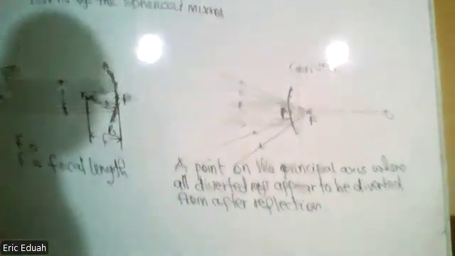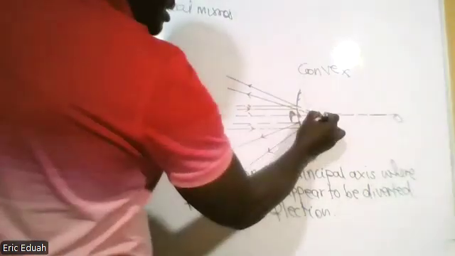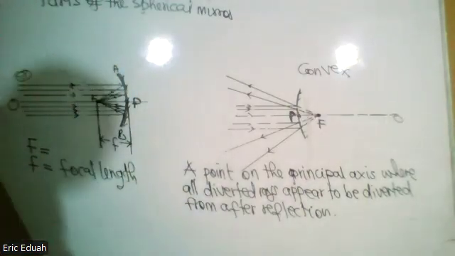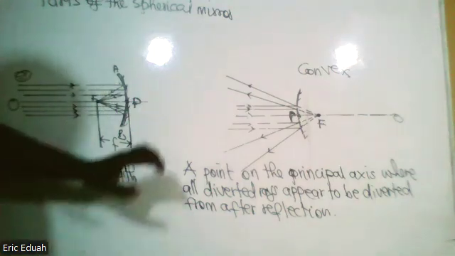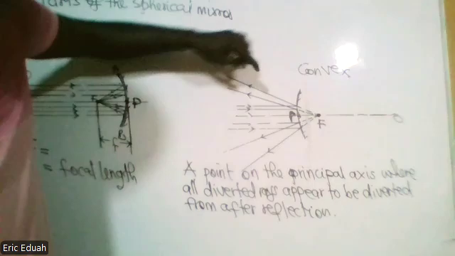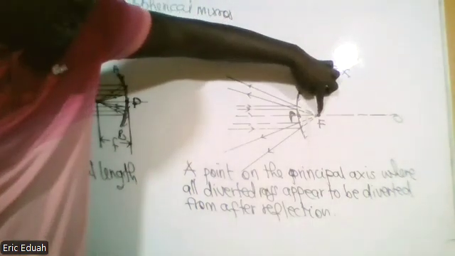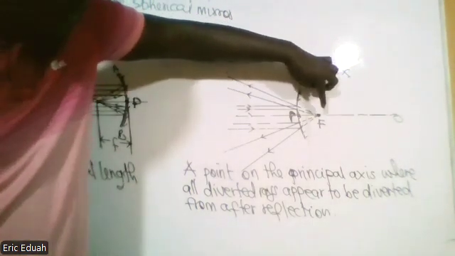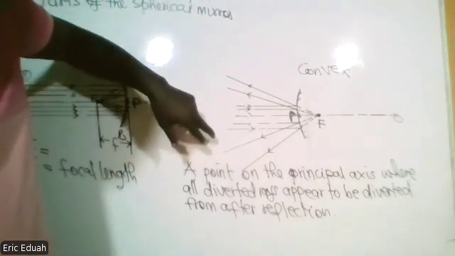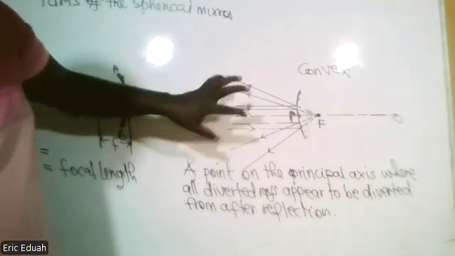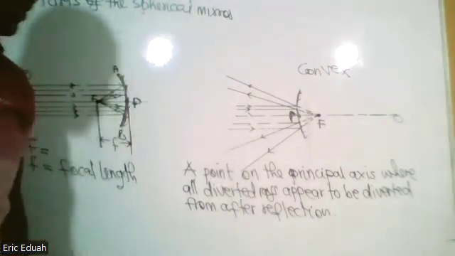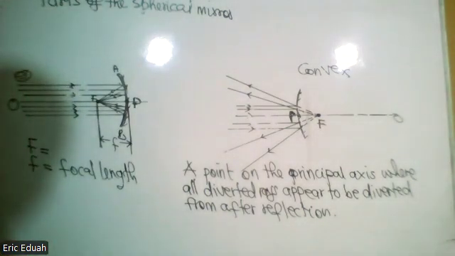So this point on the principal axis where all diverted rays appear to be diverted from after reflection. So you see, in drawing the reflected rays, you must trace it to a point on the principal axis. And that point where all diverted rays appear to be diverted from after reflection is known as the principal focus of a convex mirror.